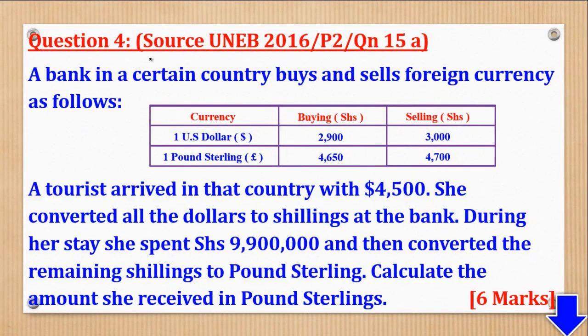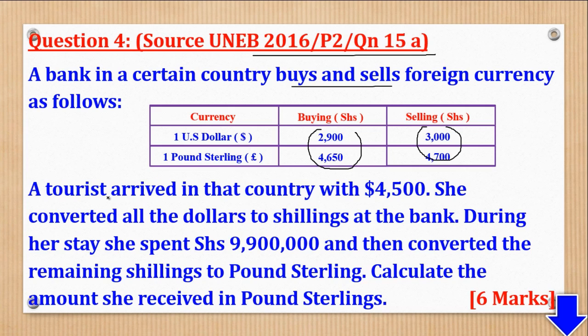Now we shall go to question 4. Question 4 came from UNEB 2016, paper 2, question 15A, and it says a bank in a certain country buys and sells foreign currency as follows. So these are the currencies, $1 and £1 sterling. The buying rate is that $1 is equal to 2,900 Ugandan shillings, and £1 is equal to 4,650 shillings. Then the selling rate is that $1 is equal to 3,000 Ugandan shillings, and £1 is equal to 4,700 shillings.